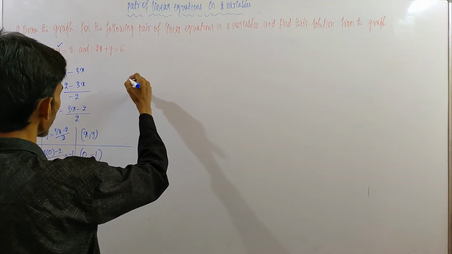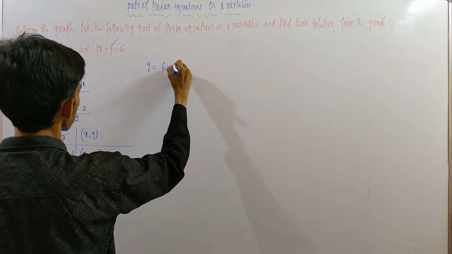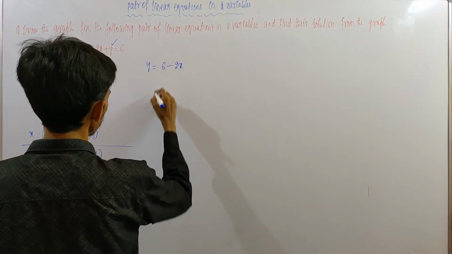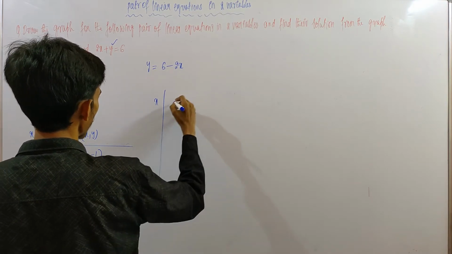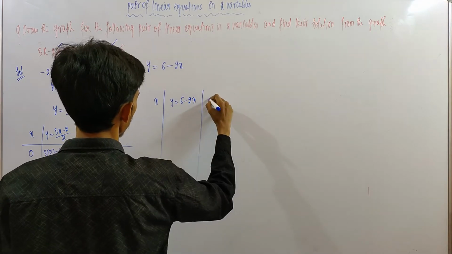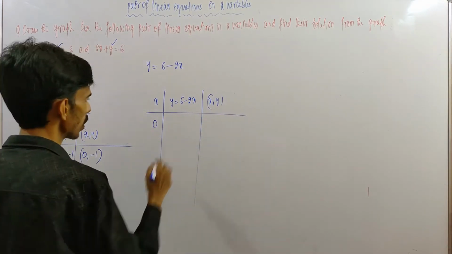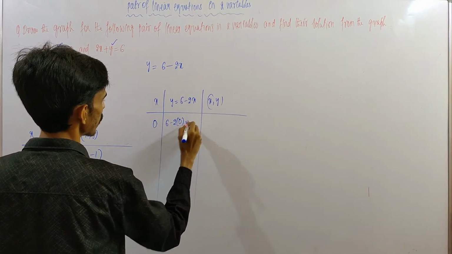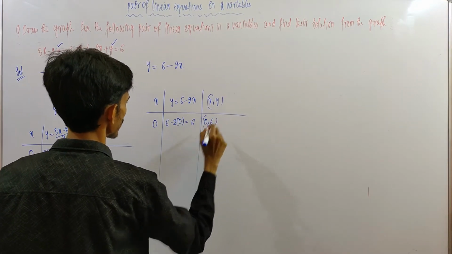We have 2x plus y equal to 6. Make y as subject. Y is equals to 6 minus 2x. For this we'll make a tabular column. Take x, next y is equals to 6 minus 2x. Now the order pair x comma y. Take x value 0, put here 6 minus 2 into x value is 0. This will become 2 into 0 is 0. So we have 6. 0 comma 6 is the first order pair.